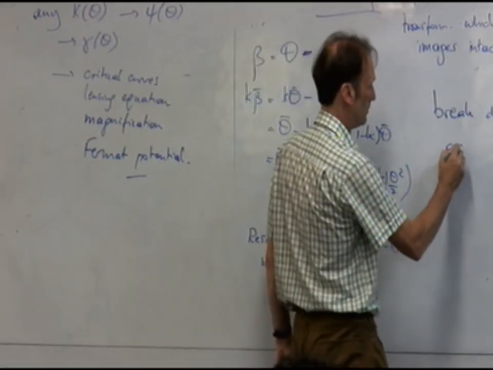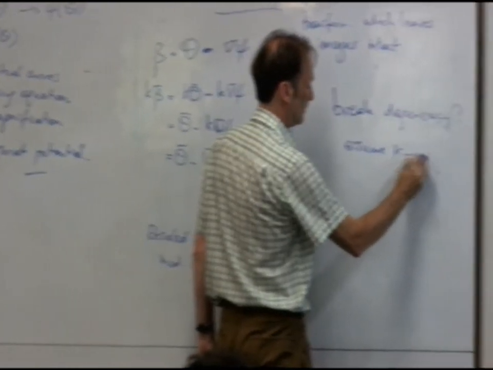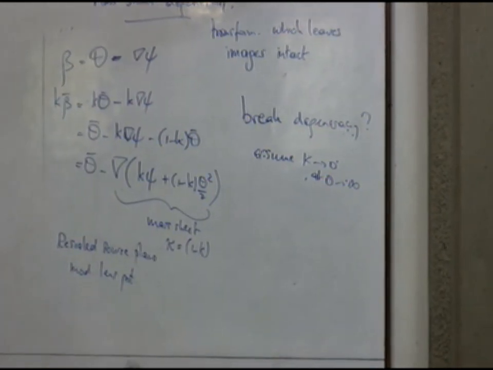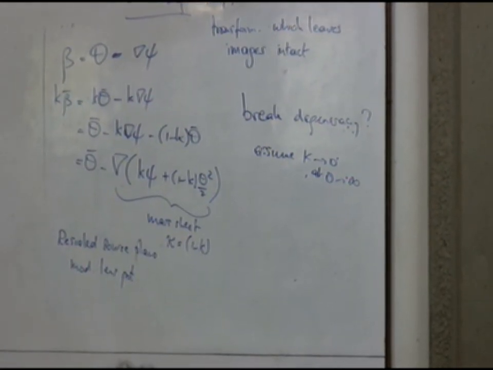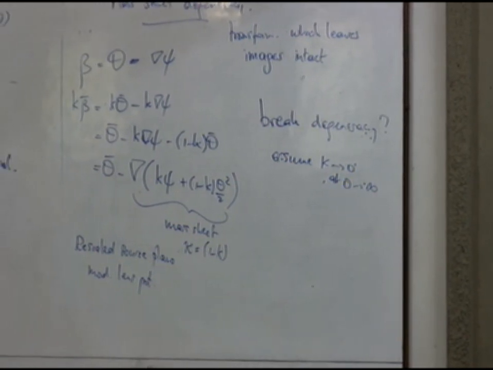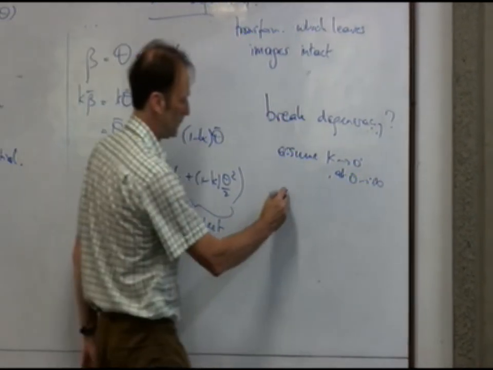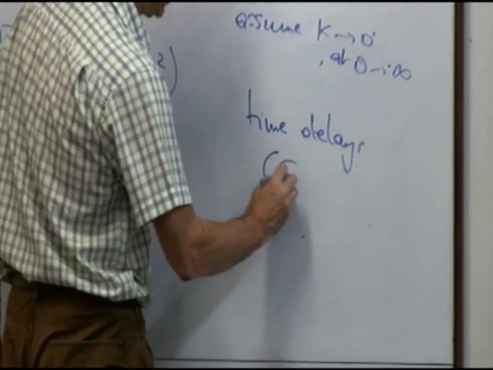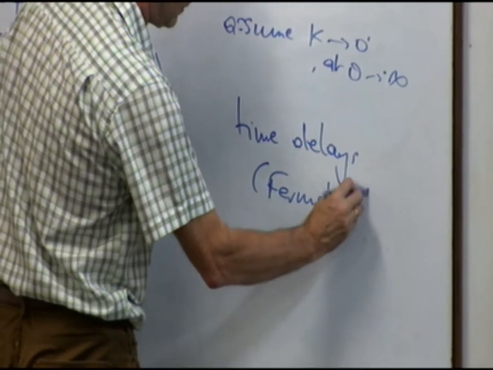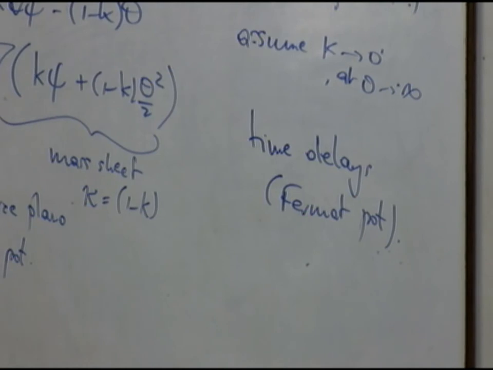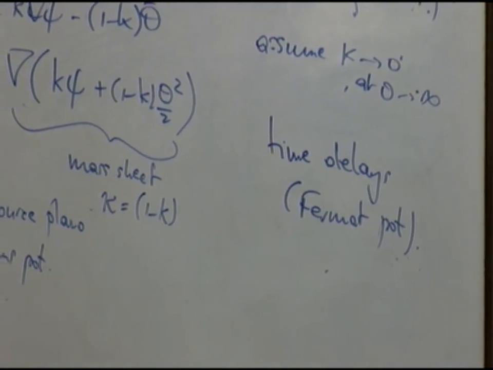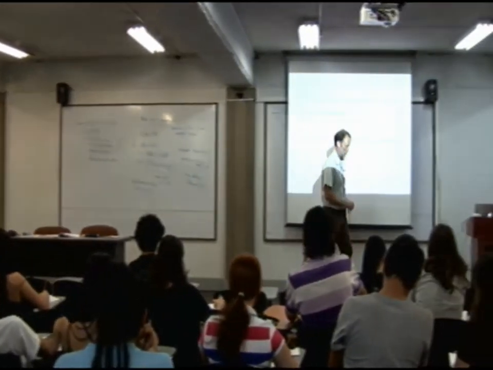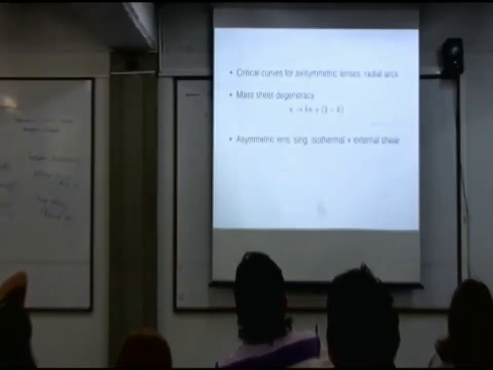So you can assume. So very often this is actually a real constraint. And the other way you can break the degeneracy is with time delays, which I'll talk about in a little bit, related to the Fermat. Okay. So this is something to bear in mind when you're doing lens modeling that there's always this ambiguity.